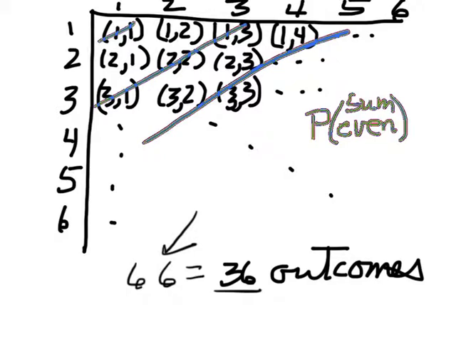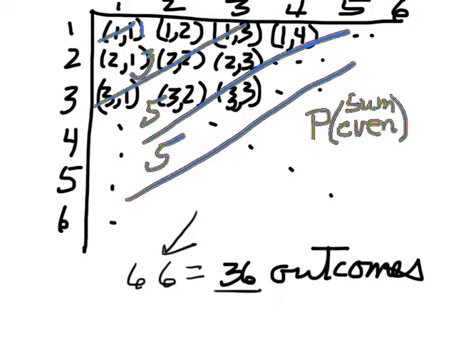then 5 more will add to 8, so 1, 3, 5, 5. 5 more will add to 8, 3 more will add to 10, and 1 of them will add to 12. And this, of course, adds up to 1, 3, and 5 is 9, 5, 3, and 1 is 9.